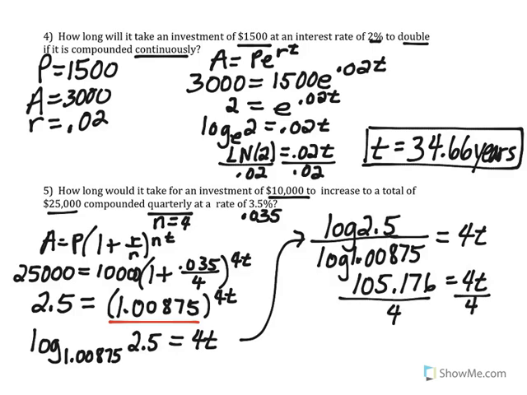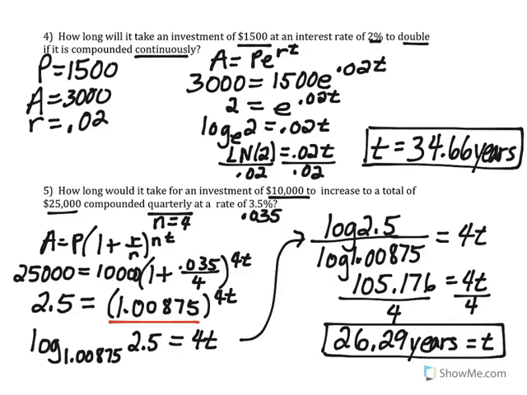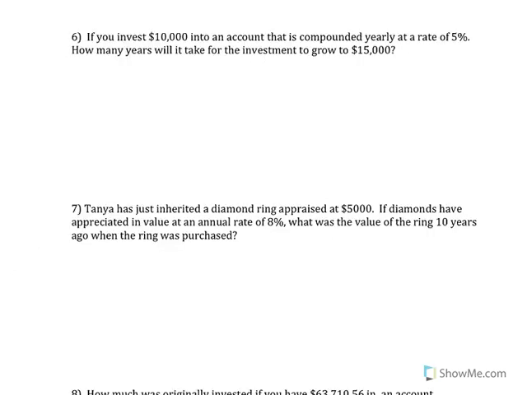Now it's already in your calculator, so just hit divided by 4 in your calculator, and it's going to give you 26.29 years. And you have different options for solving these. If you don't like this method of switching to log form, you can also take the log of both sides and it will accomplish your same goal. Okay, we have 3 more examples to do.